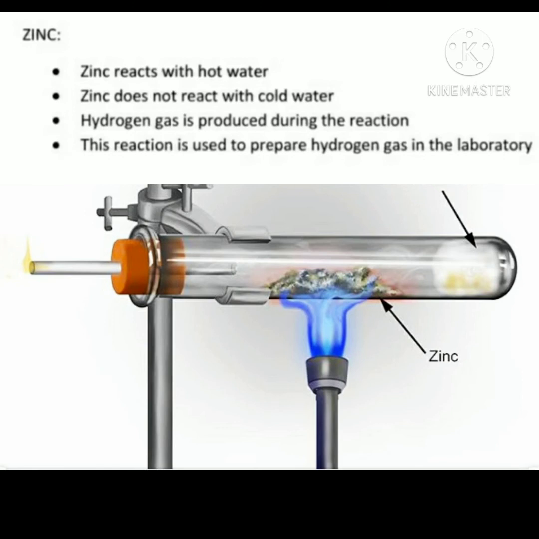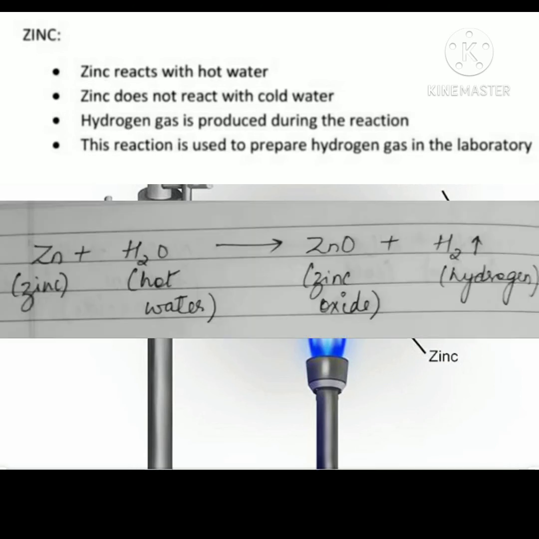So, it is used in the laboratory preparation of hydrogen. That means to produce hydrogen in the laboratory, this reaction is used. Zinc is reacted with hot water to produce hydrogen. Now, let's look at the equation. Zn, that is zinc, reacts with H2O, water. What type of water? Hot water, to produce ZnO, that is zinc oxide, and H2, that is hydrogen. Upward arrow to indicate it is a gas.